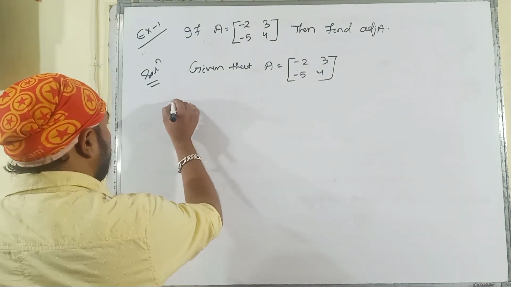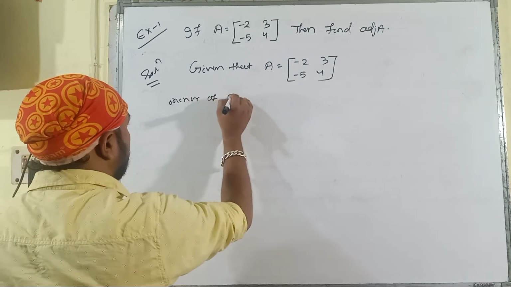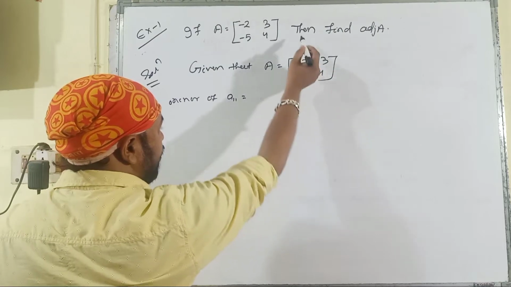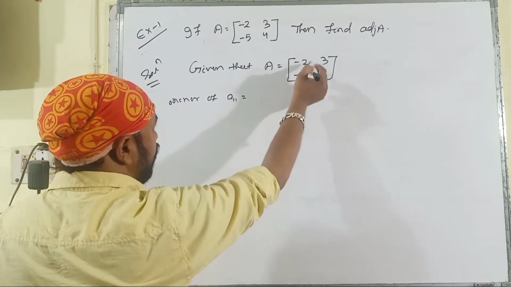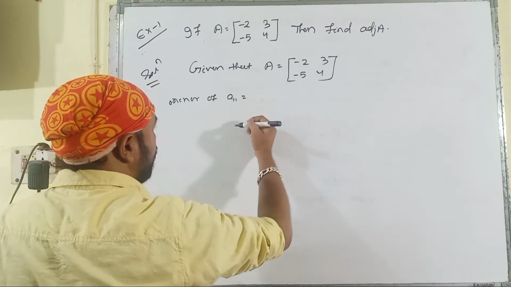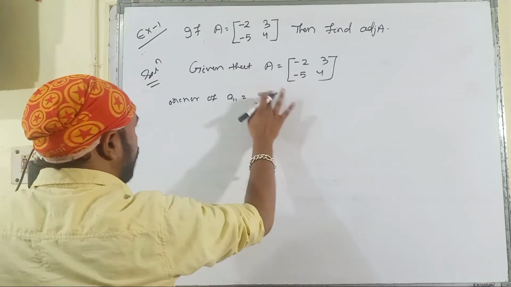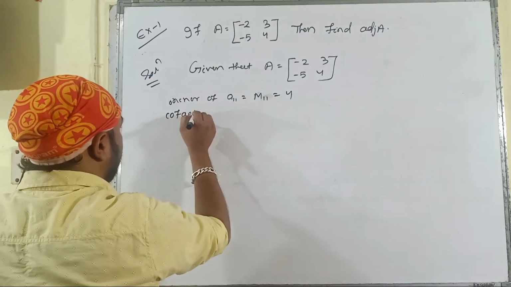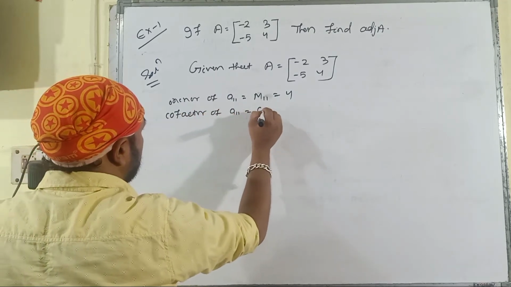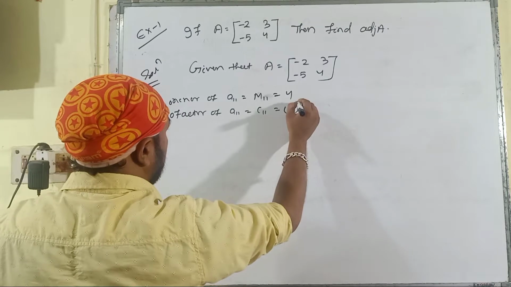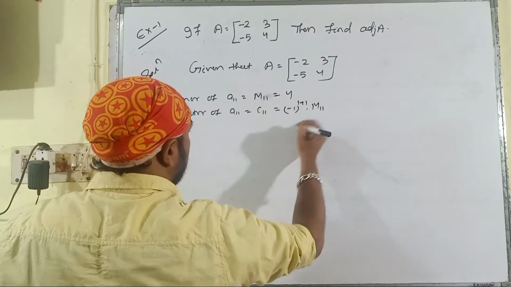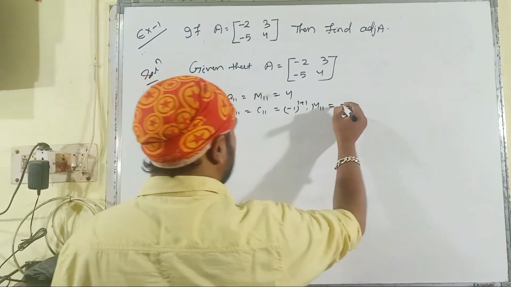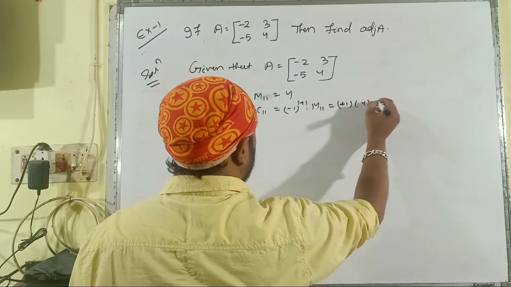So it will be minor of A11, and that is equal to cancelling the row and cancelling the column along with the A11 element, and then we have to write down the remaining element, and that is 4. Okay, we have to write down it as M11 is equal to 4. Then cofactor of A11, that is equal to C11, and it is given by -1 to the power 1 plus 1 multiplied with M11. -1 to the power 1 plus 1, it is always positive value, that means +1. +1 multiplied with 4, it is 4.